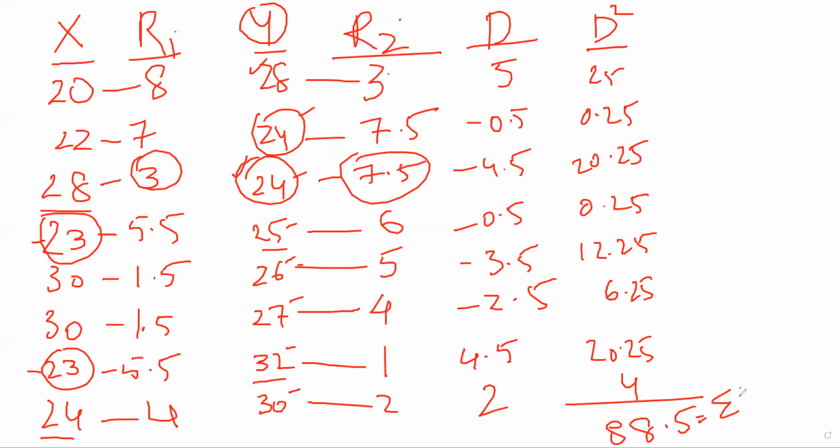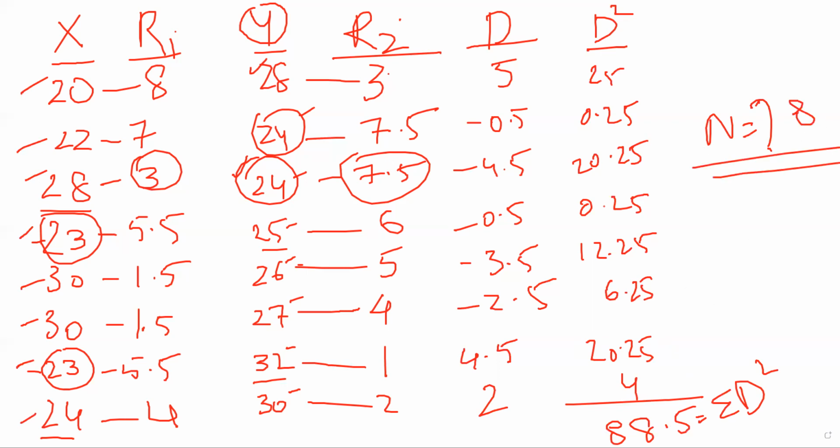This is your sigma D square. What is N? 1, 2, 3, 4, 5, 6, 7, 8. Eight values are present, so my N is equal to 8. Okay, I have my N, I have my sigma D square.